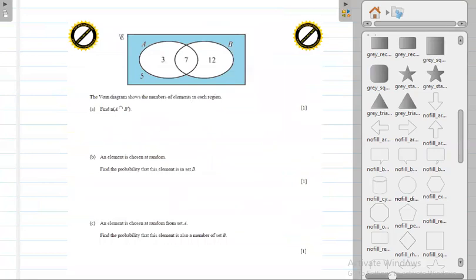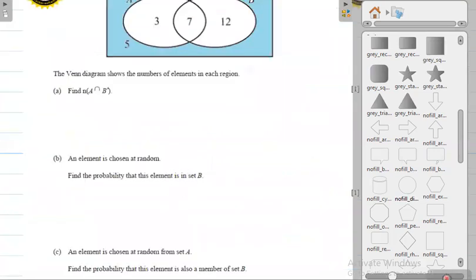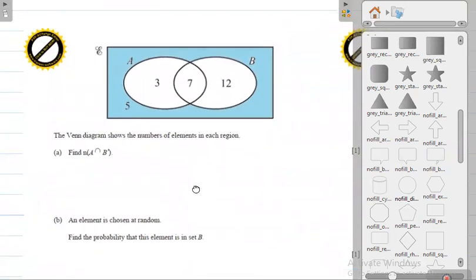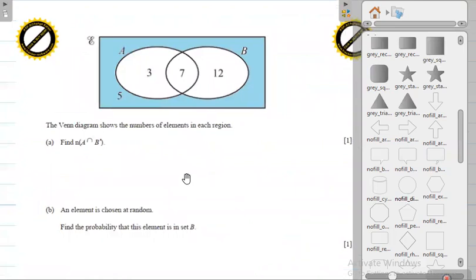Here we are having the first question. It's better if I zoom it a little bit so it becomes more clear to you. Okay, this is the question here. You can see this symbol, this is for the universal set. Now this is set A. Notice one thing, inside A we have 3, 7. Inside B we have 7, 12. And outside of them is 5.